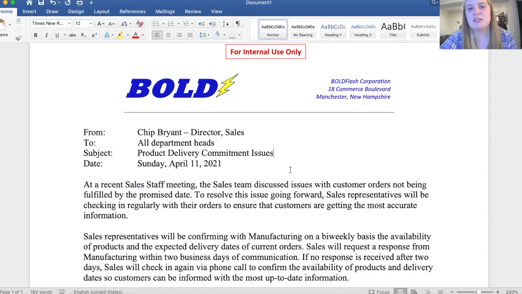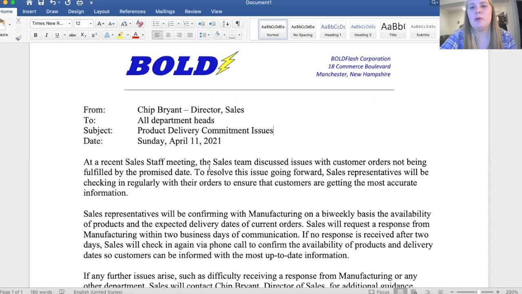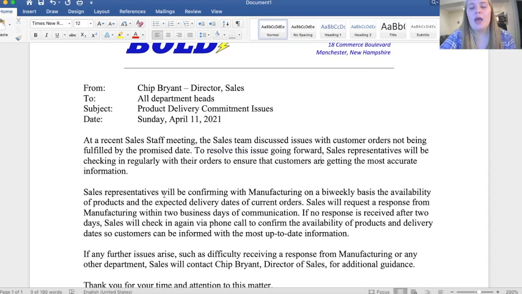At a recent sales staff meeting, the sales team discussed these issues. We described the issues a bit. We've changed our language to not be so harsh, to resolve the issue rather than eliminate the problem. We've also added when sales will be checking in and how often. They'll be confirming with manufacturing on a bi-weekly basis the availability of products and the expected delivery date of the current orders, and this will allow them to keep their customers happy, keep them involved, and give them the most accurate, up-to-date information.